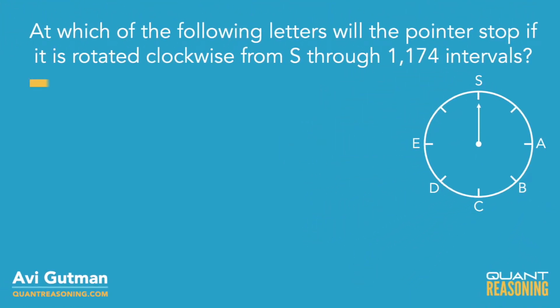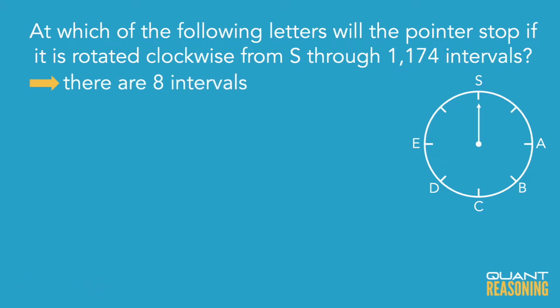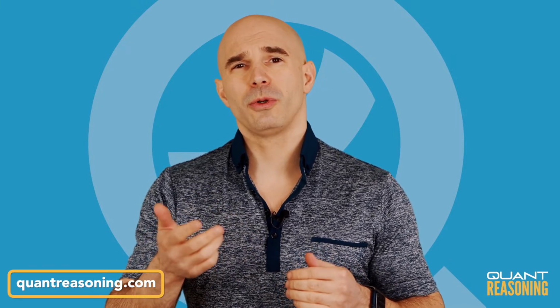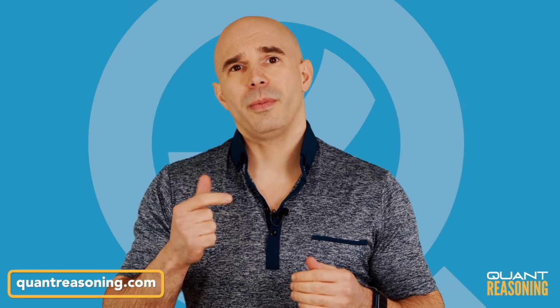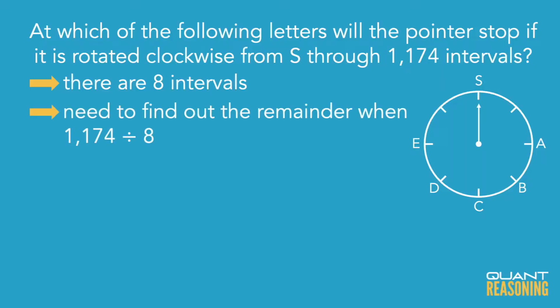Now, if we're going to be doing 1,174 intervals and we want to know where we're going to end, then I guess we have to divide 1,174 by 8. But we don't really care about how many times 8 goes into 1,174. We just care about the remainder. The remainder will let us know where in that circle we're going to end up.